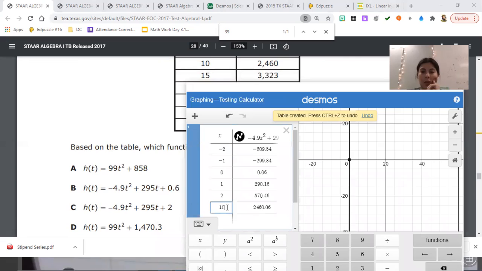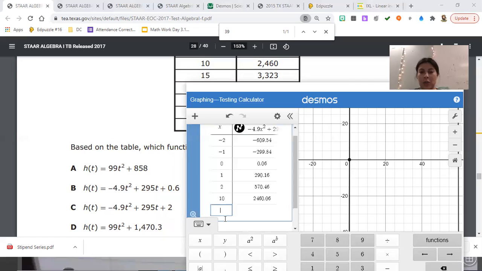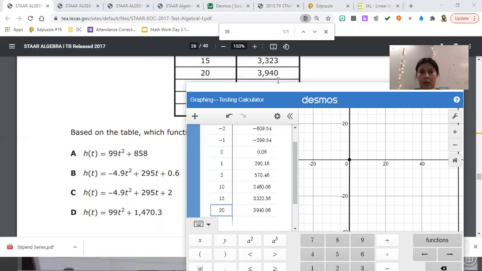For 10, it should be 2,460. Okay, so far so good. Let me type in the one for 15 just to be sure. And we're getting the same thing. Let's type in one more. Let's do 20 just to make sure. Good job. Yeah, good job. That one ends up being perfect. I can type in the other ones, but that one is the one that's correct. Let me show you another one.